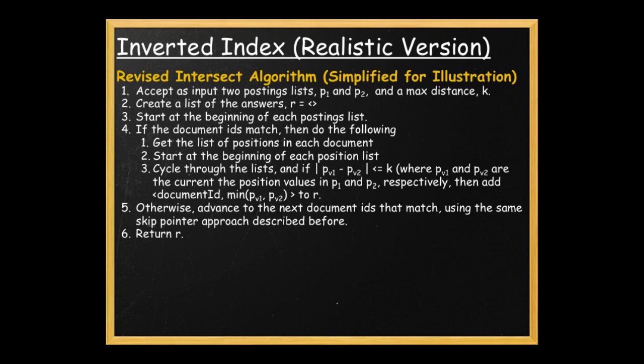And if the document IDs match, then you get a list of the positions. And basically, you start at the list of the positions, compare the absolute value of all the positions in the matching documents, and see if they're within K. If they are, they become part of the answer.